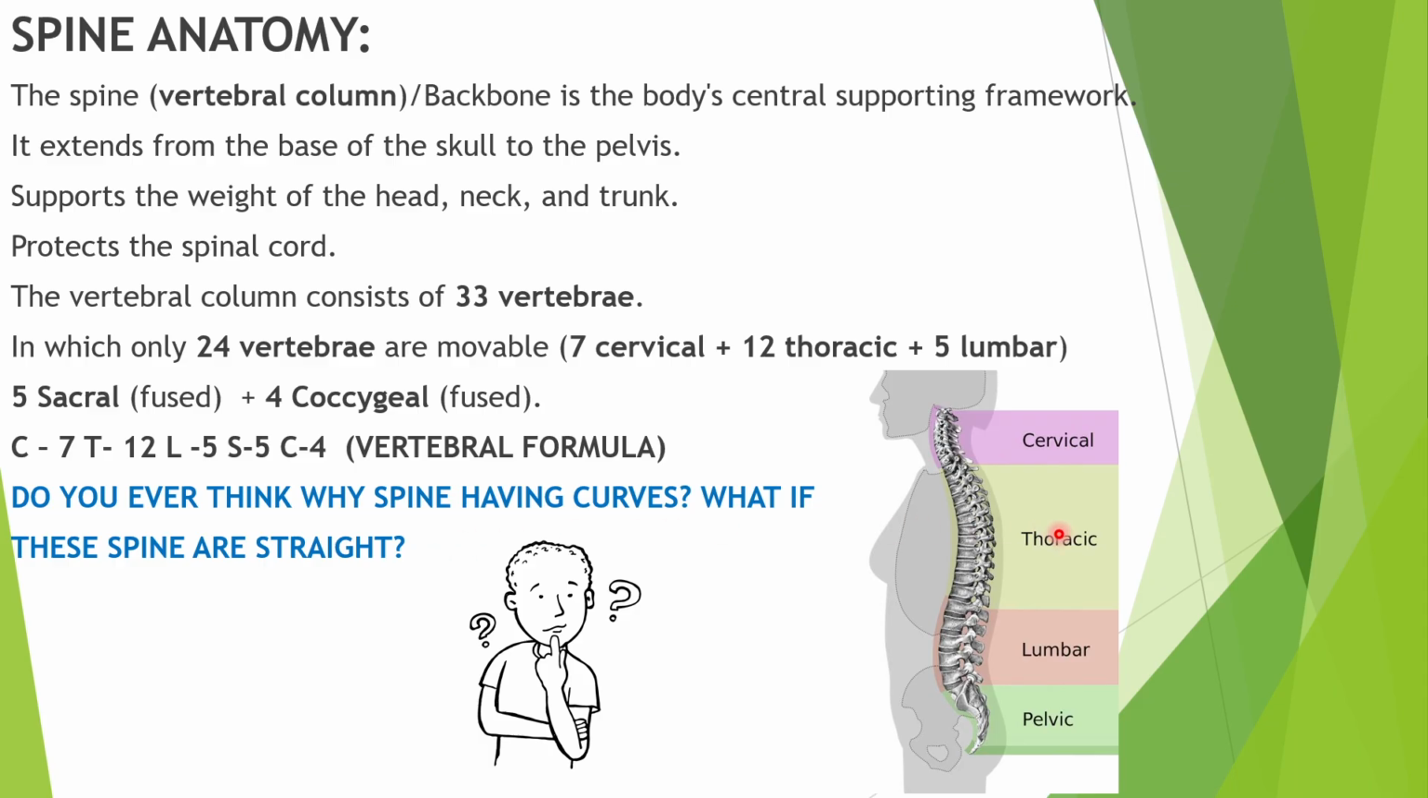Okay, so do you ever think why the spine has curves, and what if the spine were straight? If the spine were straight, there would be difficulty in walking, moving, and sitting. That's why the spine has curves, and there are 4 curves. The first curve is in the cervical region, the second thoracic, the third lumbar, and the fourth pelvic. Okay, 1, 2, 3, 4. So there are 4 curves.